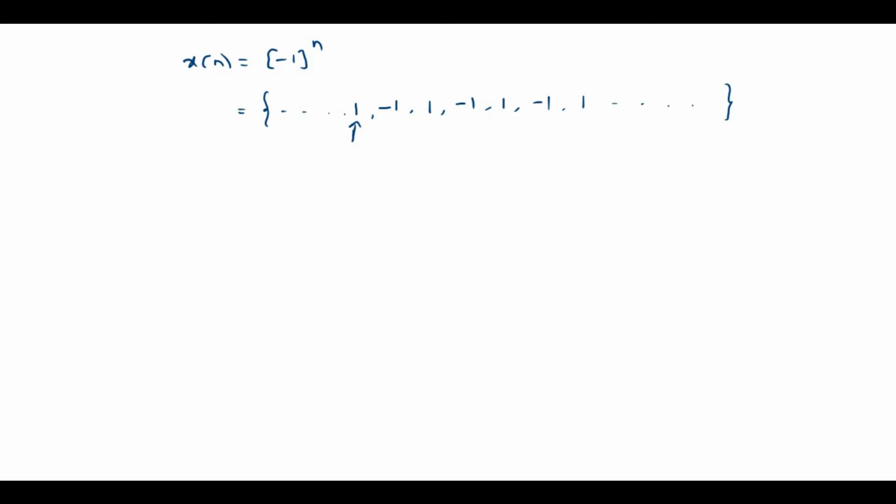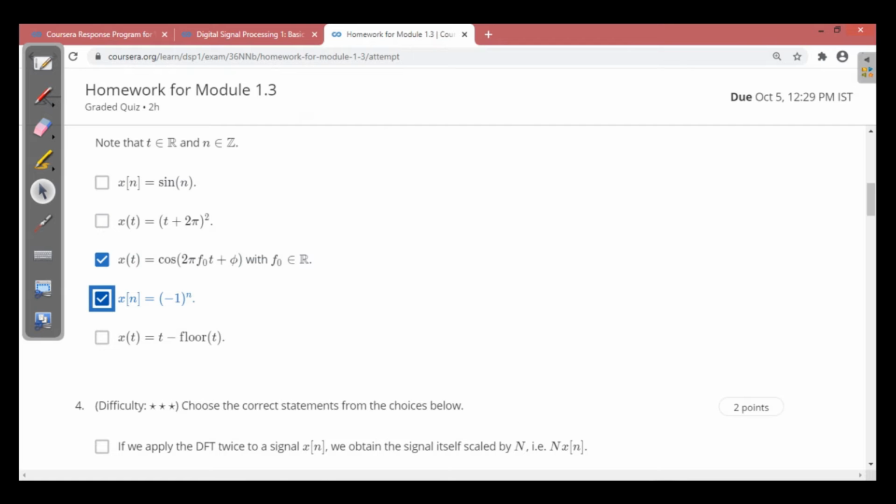So these two values, 1 and minus 1, are continuously repeated. So it is a periodic signal. Now x of n is equal to (-1)^n is periodic. The next, x of t is equal to t minus floor of t.